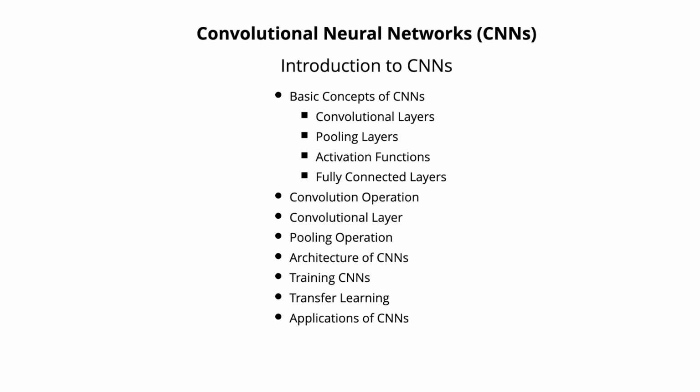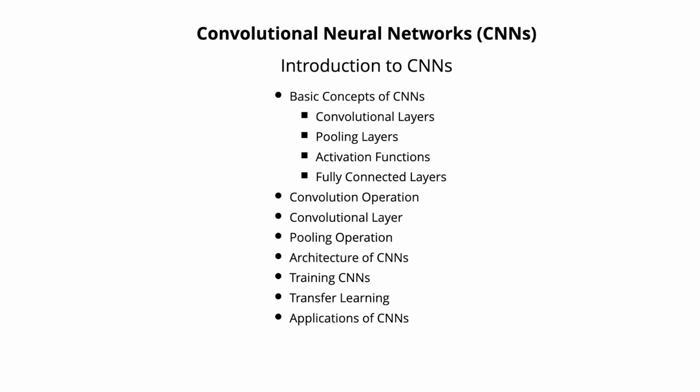So let's go over the basic concepts of CNN first. Some of the main key parameters in these concepts are the convolutional layers. Convolutional layers apply convolution operations to input data, extracting features through learnable filters or kernels. These filters capture spatial patterns in the input.